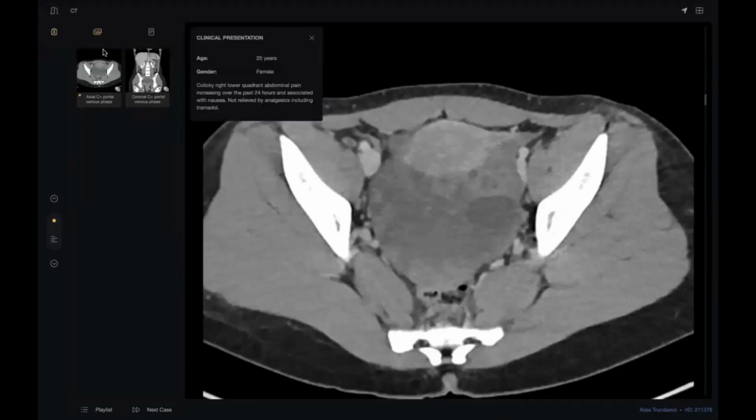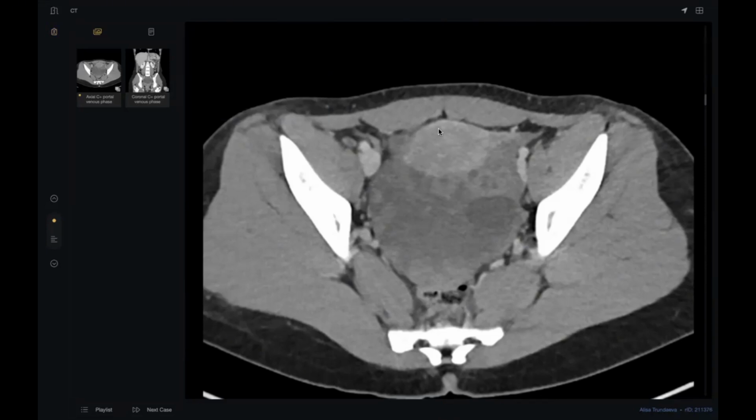Doctor, this patient is a 25-year-old female with right lower quadrant abdominal pain increased over the past 24 hours, associated with nausea. The pain is not relieved by tramadol. Scroll, doctor.